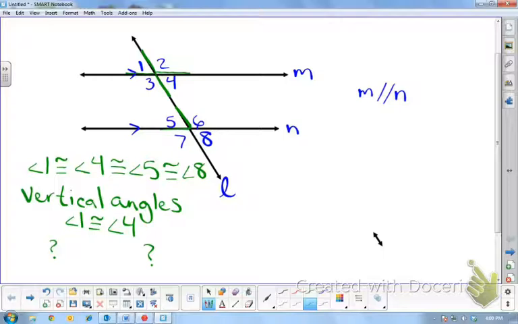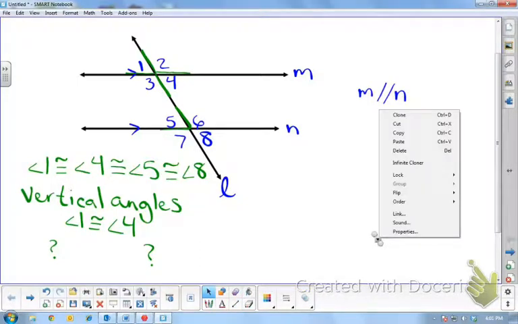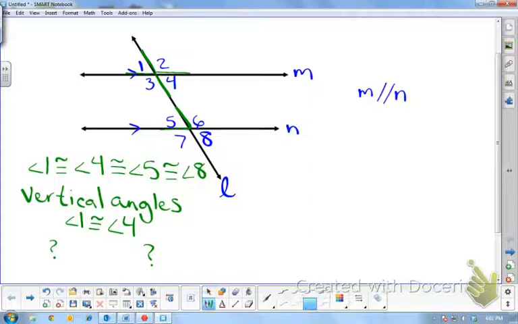But some of the other angles have relationships we can talk about as well. I'm just going to get rid of this line really quick. So let's say we're going to talk about angle 4 and angle 5 specifically. They have their own special name. So we look at our two parallel lines, and we usually look to see, are the angles inside the parallel lines, or are they outside the parallel lines? So are 4 and 5 inside or outside the parallel lines? Well, they are inside the parallel lines.